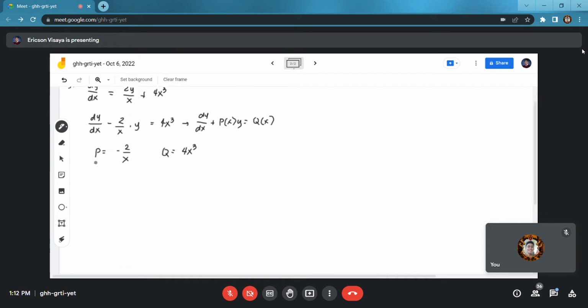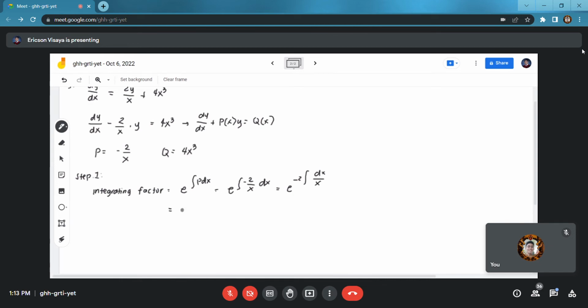So step 1. Kailangan muna natin alamin ang ating integrating factor. Integrating factor, that is equal to e raised to the integral of p dx, wherein yung p natin, yan ay equal to negative 2 over x dx. So, labas natin, factor out natin yung negative 2. Negative 2, the integral of dx all over x natin. Anong integral ng dx over x? ln x po.